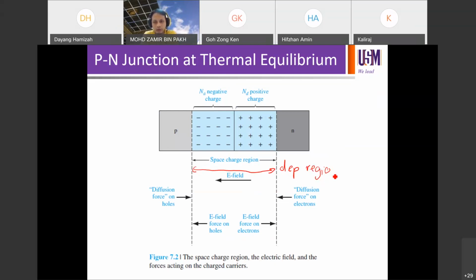Depletion region, or space charge region, right? Last week we also discussed that all the regions to the left and to the right of the space charge region are neutral in nature. This neutral region to the left and to the right will be called the quasi-neutral region. We're going to talk about this a little bit later. We call it the quasi-neutral region.